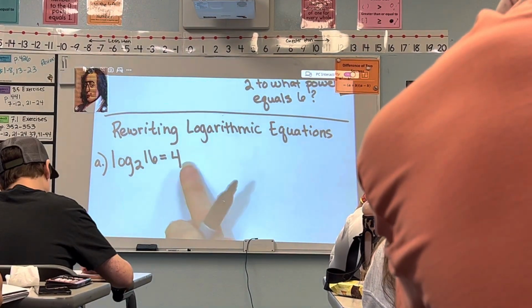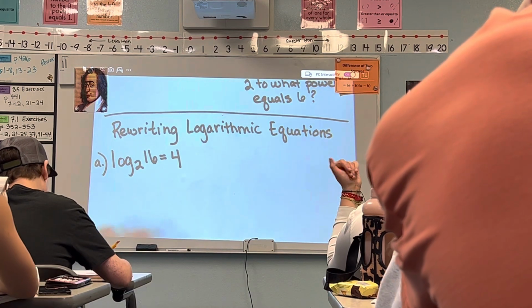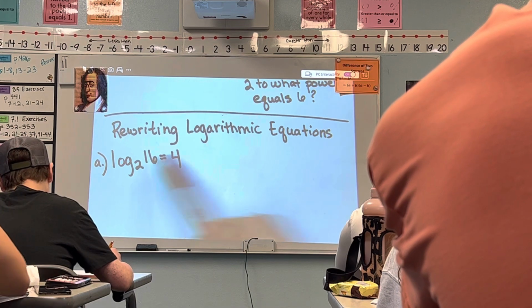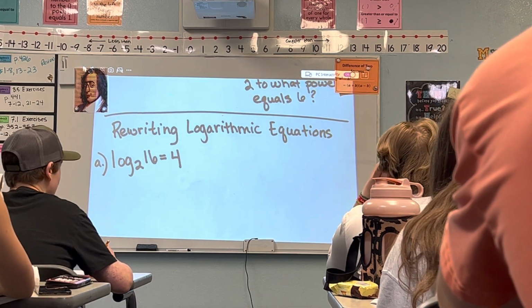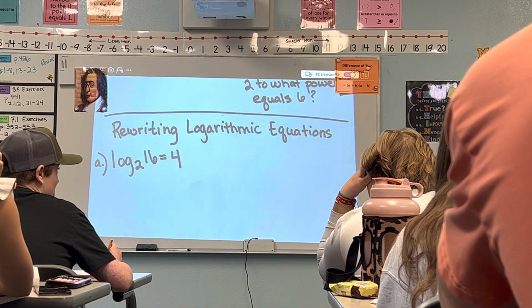What this number equals, what the log equals, is basically the exponent. So this means 2 to what power equals 16? 4. 2 to the 4th power equals 16. And the way that you rewrite this is actually kind of funny. You will probably always remember this.